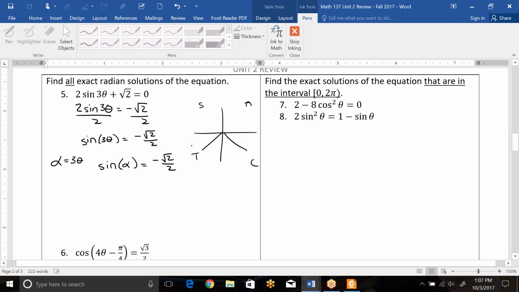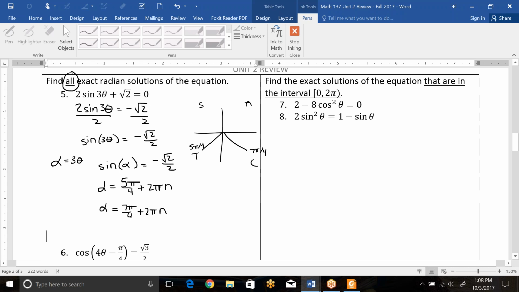And this one would be 5 pi over 4, and this one would be 7 pi over 4. Now, that's our alphas. Now, because this is all radians, that means we can keep doing coterminal angles as well. So remember, our way of notating that was 5 pi over 4 plus 2 pi n, where n was an integer, so we could go around either direction of the circle. And then the other alpha would be 7 pi over 4 plus 2 pi n.